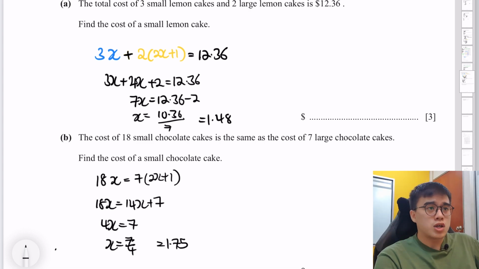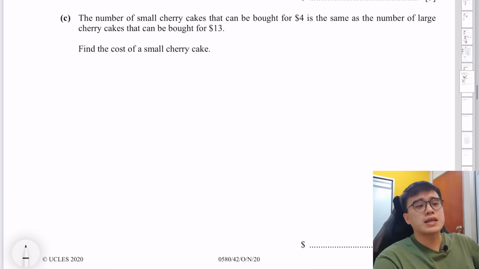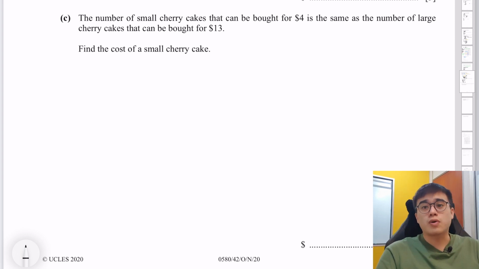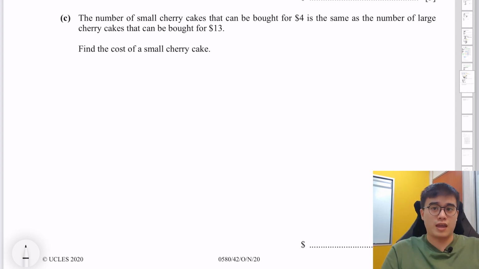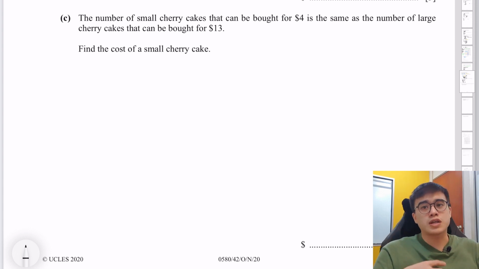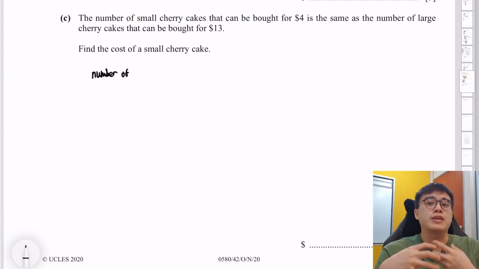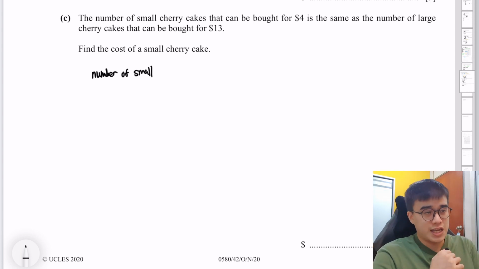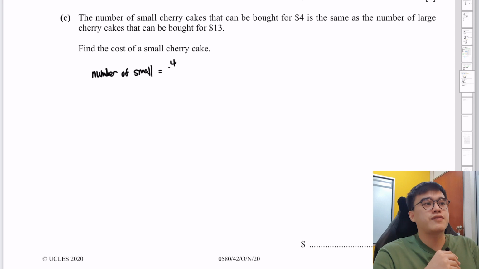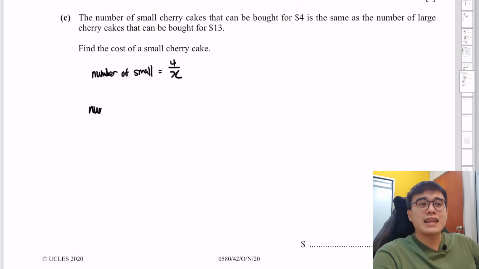1.75. So question C onwards, it's slightly tricky now because you're required to find the number of cakes instead of the price. So all you need to do now is take the price that you paid, divide by the cost per piece, then you will get how many you actually purchased. So in our case here, I'll be taking 4 divided by x and 13 divided by 2x plus 1.